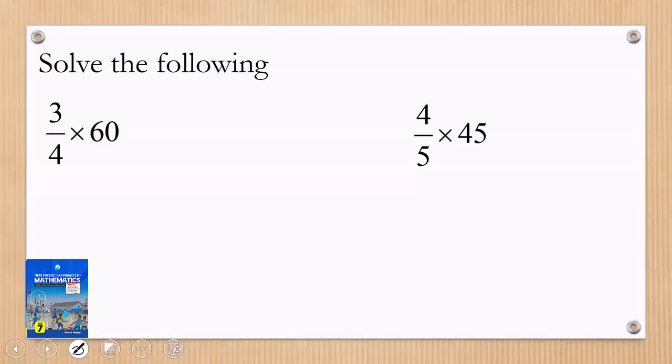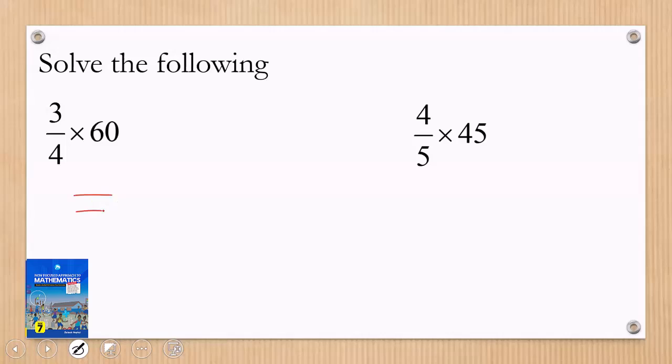For example, I have a question like this. Solve the following. We want to find 3/4 of 60. The assumption is that we have a class of 60 students, and 3/4 of the class like mathematics. So how do we find the 3/4 of the class who like mathematics out of the total number of 60? A very simple way is to do cancellation and solve this question.